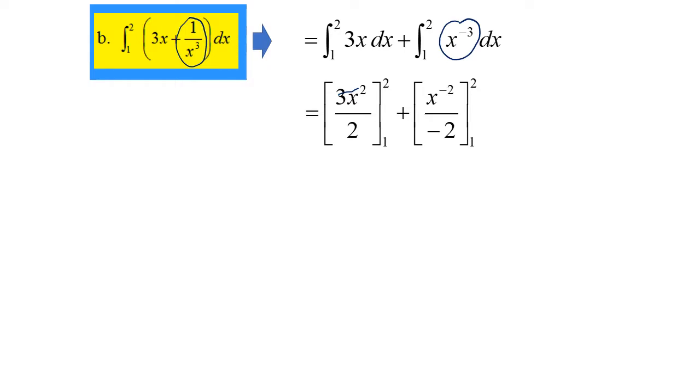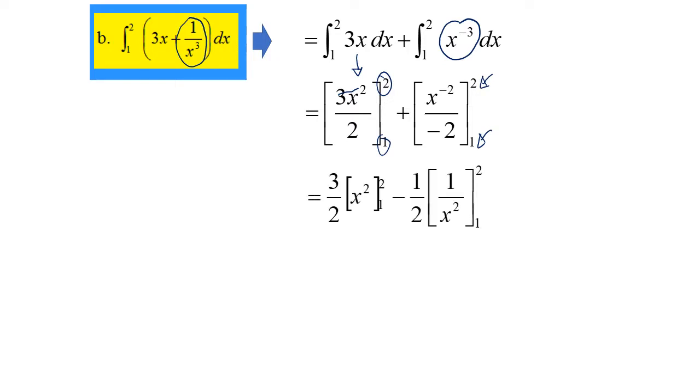For our first term, 3x, when we integrate, we are going to have 3x squared over 2, and we put the lower limit 1 and upper limit 2. For the second term, when we integrate x to the power of negative 3, we should have x to the power of negative 2 over negative 2, and then we put the limits 1 and 2.